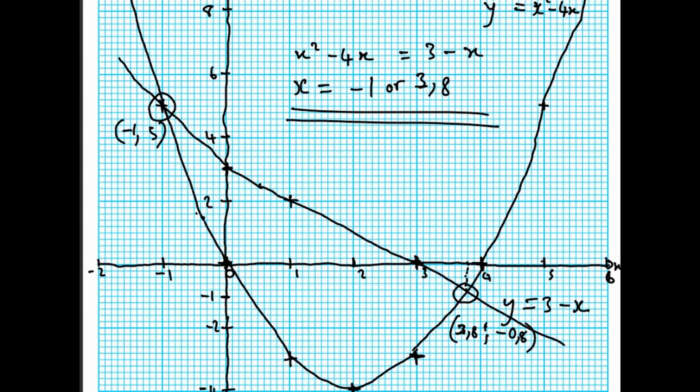So below, solve the equation using the graph, and what we do is just look for where our curves meet, where our graphs meet, and note it down. Having noted and written the points in the form xy, then x will be equal to -1 or 3.8. I think it's fairly done.